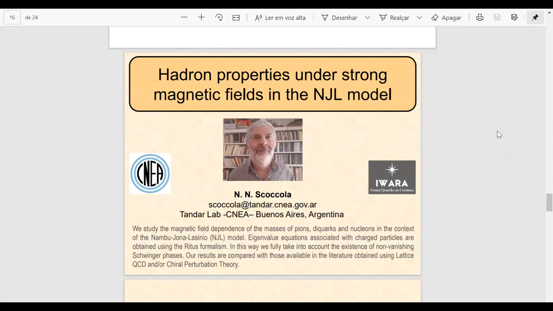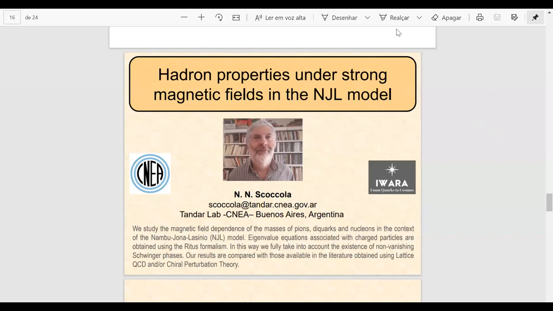In this presentation, we have studied the properties of hadrons in the presence of strong magnetic fields. Basically, we use a Nambu-Jona-Lasinio model, and we were particularly interested in the behavior of the pion and nucleon masses. We made a calculation, as I said, using the Nambu-Jona-Lasinio model, and we compare with the existing results, and also the results from chiral perturbation theory.